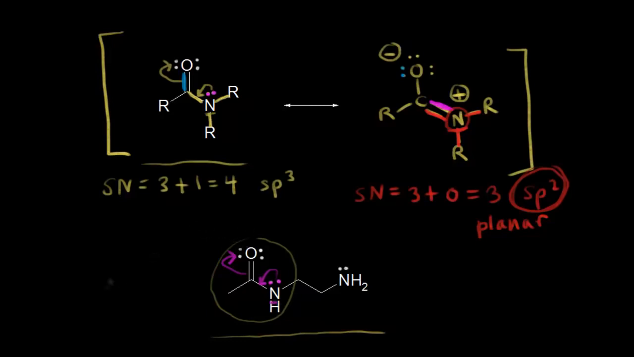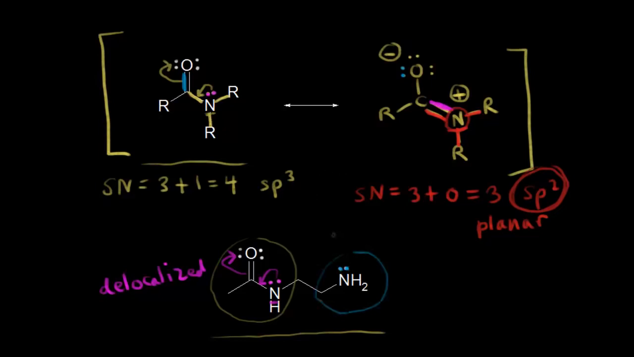So the electrons in magenta are delocalized because they participate in resonance. And if I think about, let's make this a different color here, let's make these electrons in here blue. So the electrons in blue on the amine, these electrons have nowhere to go. They can't participate in resonance.